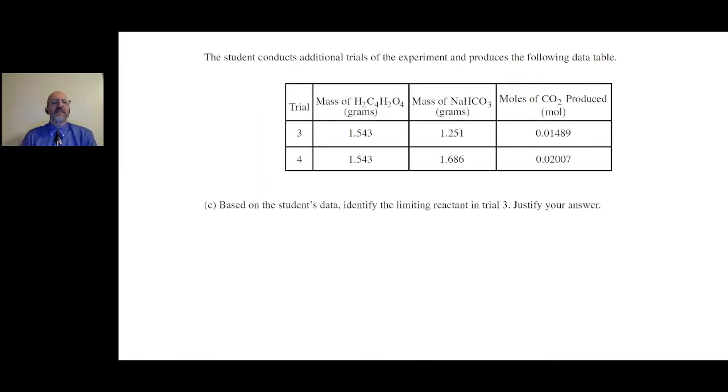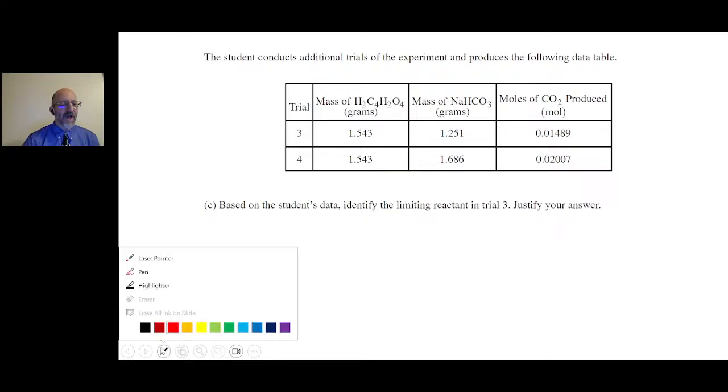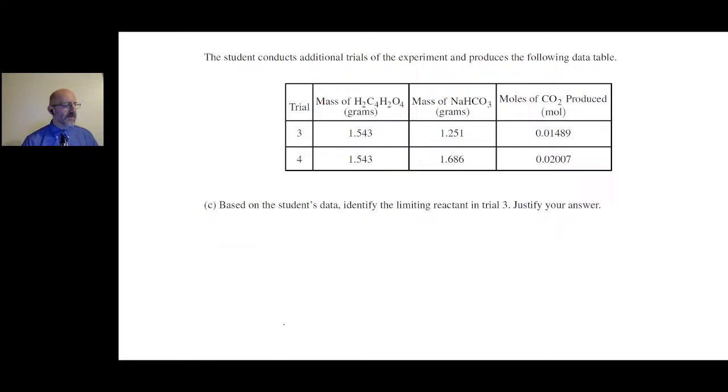The student conducts additional trials of the experiment and produces the following data table. All right, so now what I'm going to do is a traditional limiting reactant calculation, and then I will show you that there is a way you could have done this without doing any math at all. Okay, so here's the traditional limiting reactant calculation.